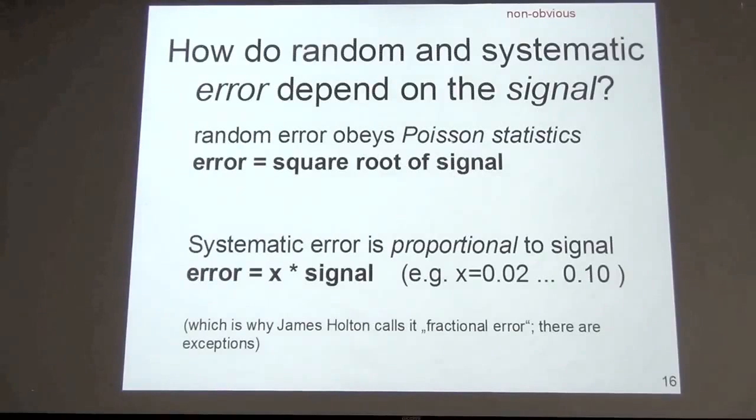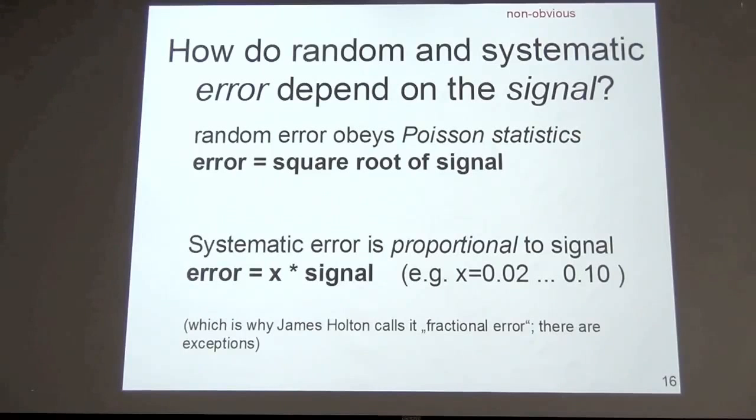Okay, so how do random and systematic error depend on the signal? What you need to know is that random error always obeys Poisson statistics. So that means the error is actually the square root of the signal. It's related to this, and you have to take the right square root, so to say, the square root of the variance of those terms that go into the signal.